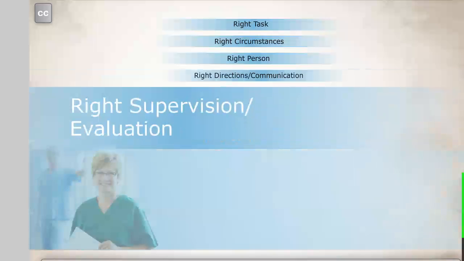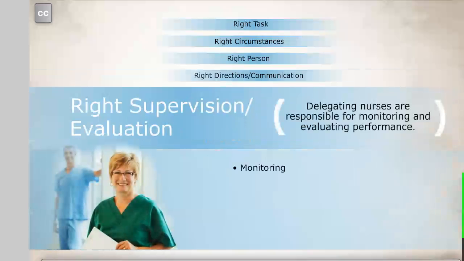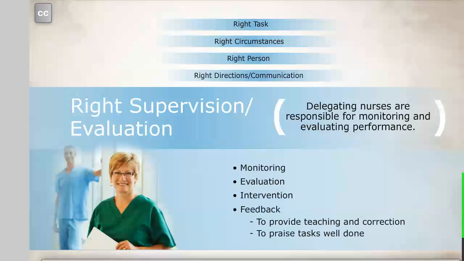Right supervision means that delegating nurses must monitor and evaluate the performance of specific nursing activities or assign supervision to another licensed nurse. To supervise directly, the nurse might monitor the UAP's performance, obtain and provide feedback, intervene if necessary, and ensure proper documentation. The delegator may also supervise the delegation process indirectly by evaluating the client after the activity has been performed.